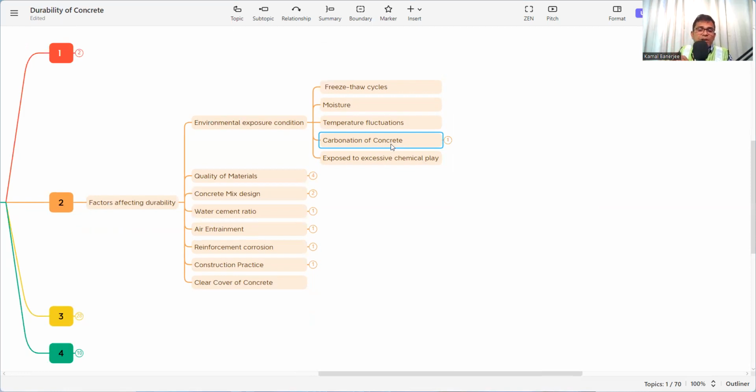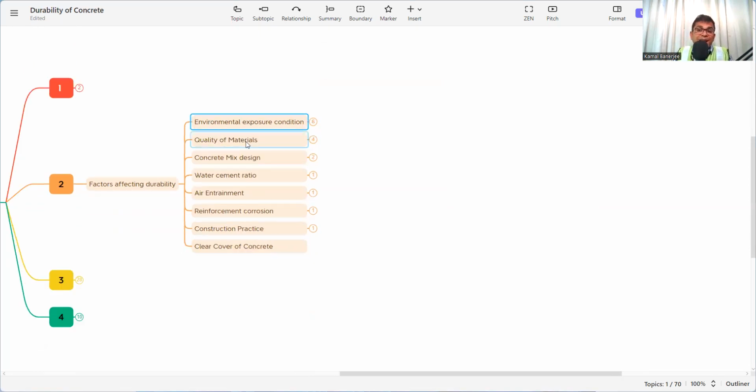Ultimately it will react with the concrete and change the chemical composition of the hardened paste, which will deteriorate the concrete strength. So these are the environmental exposure conditions which have a direct effect on concrete durability.